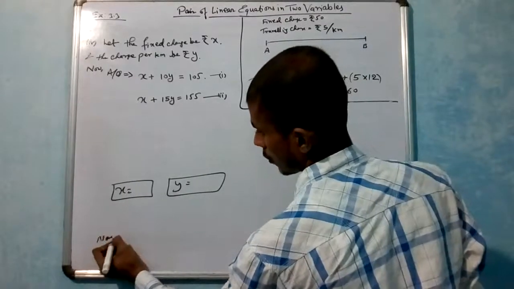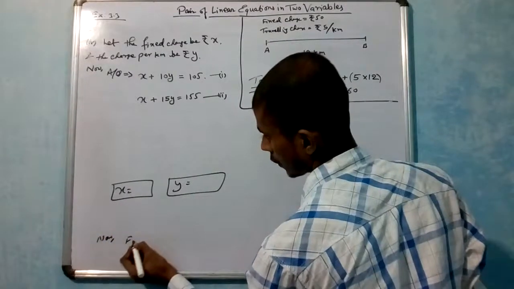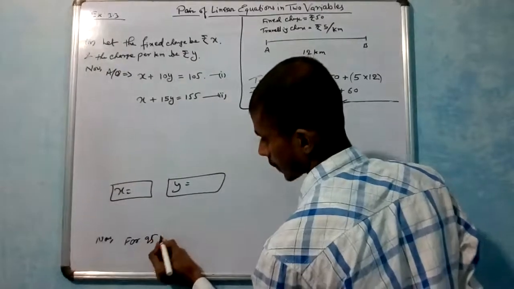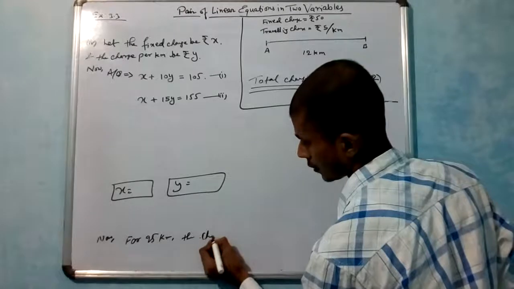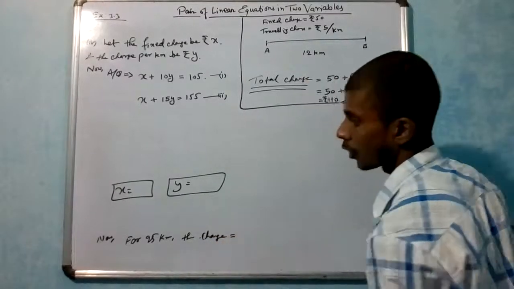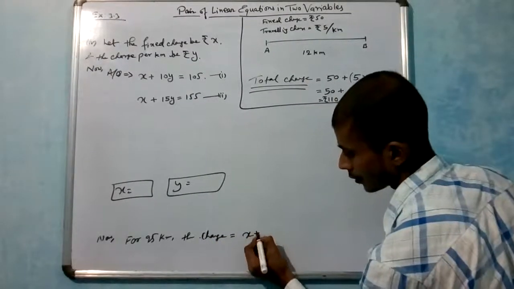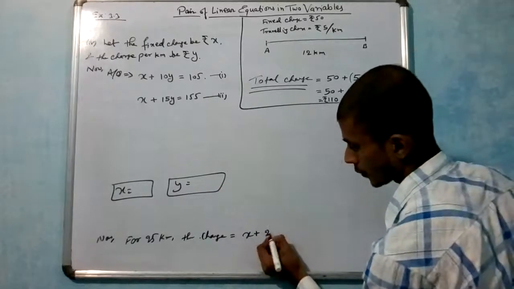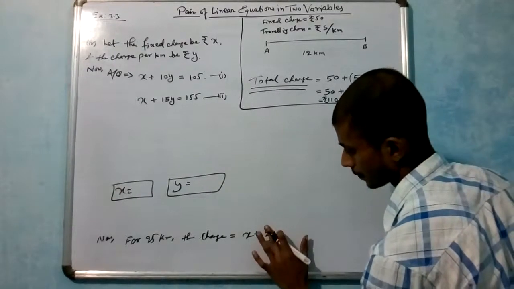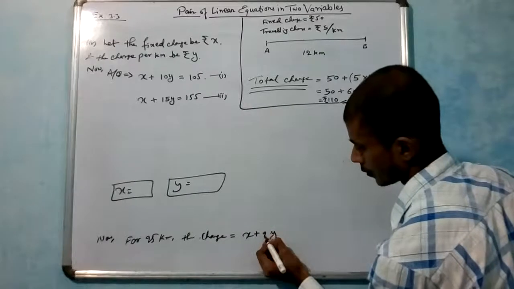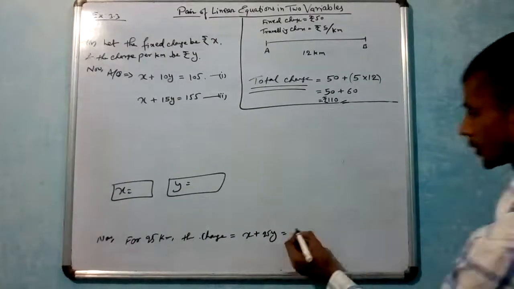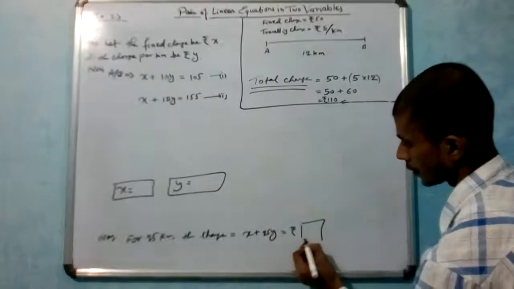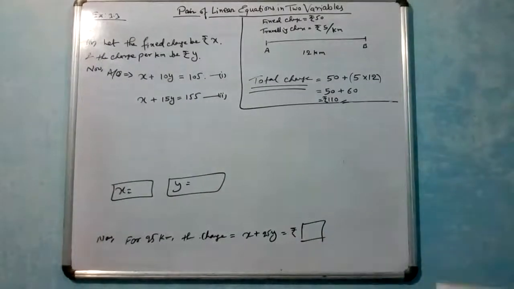Now further it is asking you for 25 kilometers, the charge is equal to how much? X plus 25 Y. This we have to solve and we have to get that much will be the rupees. Okay, that will be the answer. How to do? Easy.